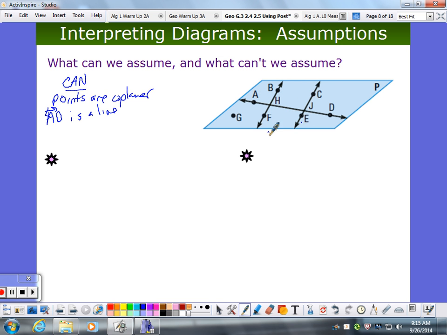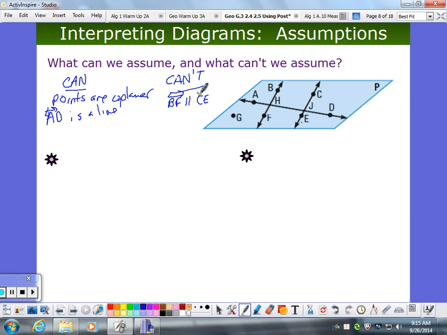Can we assume they are parallel? Great question. Julie said no, because usually parallel lines have a little symbol. We're told they're parallel, right? So are we being told they're parallel? Actually, we can't assume that. I'm going to put that in the can't column: that BF is parallel to CE.